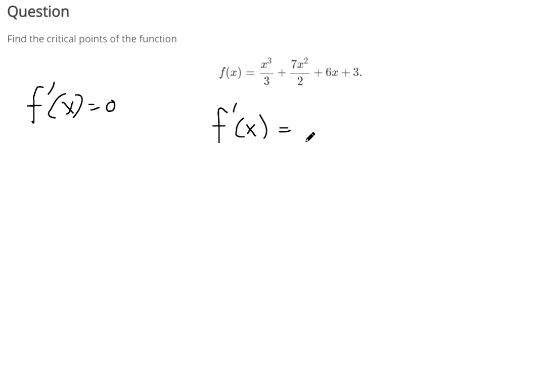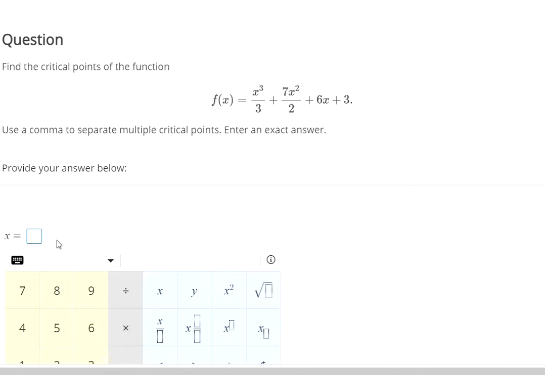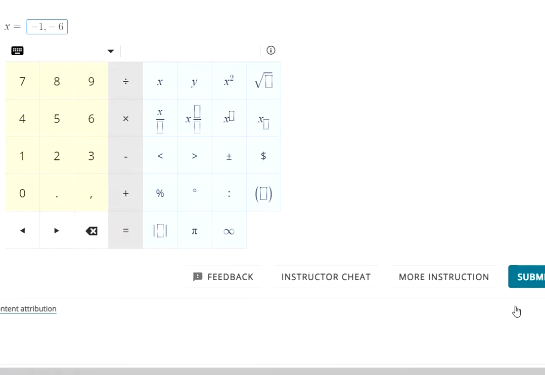We evaluate the derivative. This is x squared plus 7x plus 6. And we want to set it equal to 0 because critical points are where the derivative equals 0. And so this is a nice little quadratic. So there's two values for x. Critical points are -1 and -6. So if I type that in, they want commas. So -1, comma, -6.